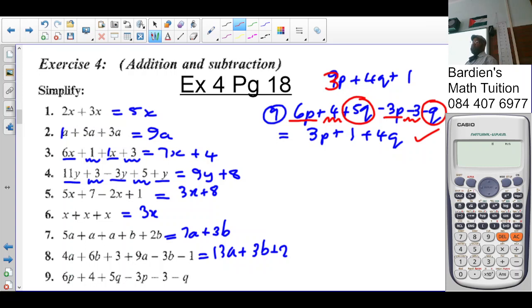You can't do that. Because this 4 and this negative 3 are constants. They are a term without a variable. Only the constants can be added together, whilst the like terms can only be added together. Hence, I would suggest you do the following.